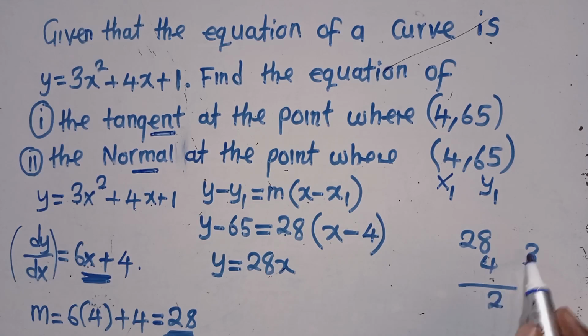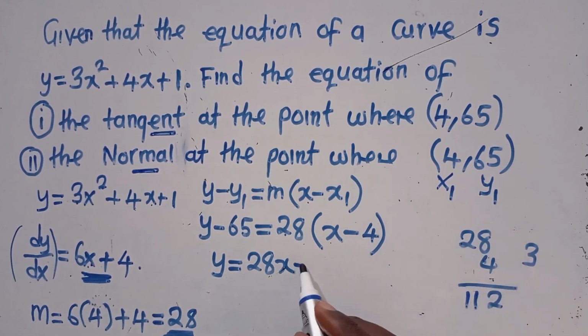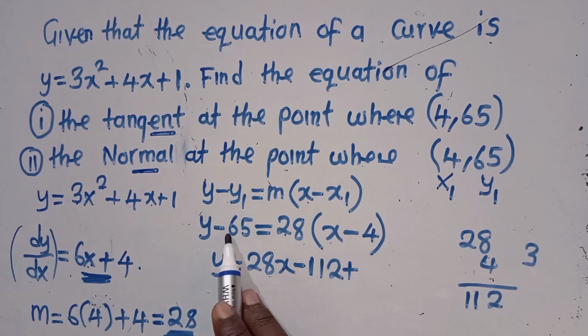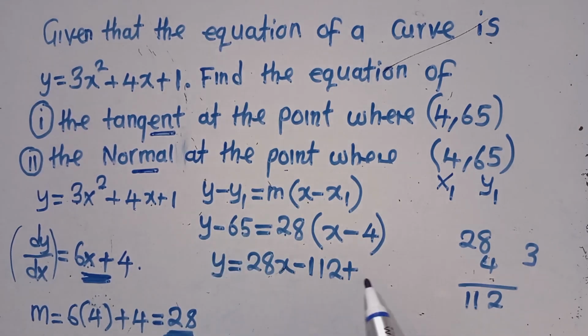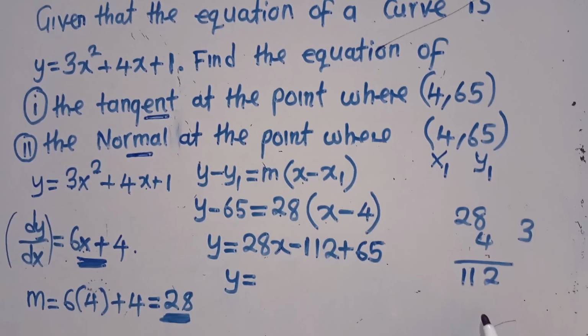This one, 8 plus 3 is 11, so 112. So I say minus what? 112. Then this one is coming here as plus. Since it is negative, when it crosses the equal sign, it becomes positive. It is negative, crosses the equal sign, becomes positive. So plus 65. So meaning that y is equal to, here we are saying minus.